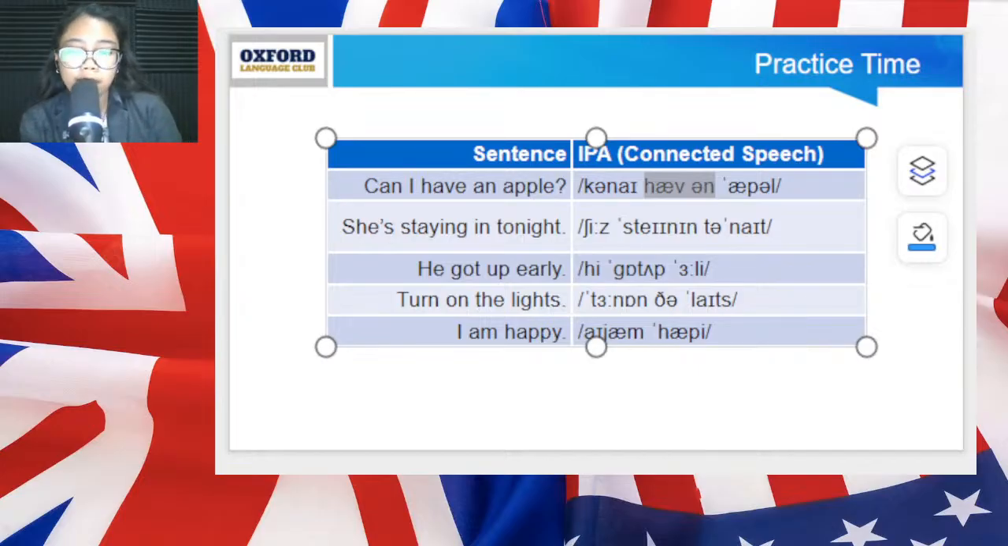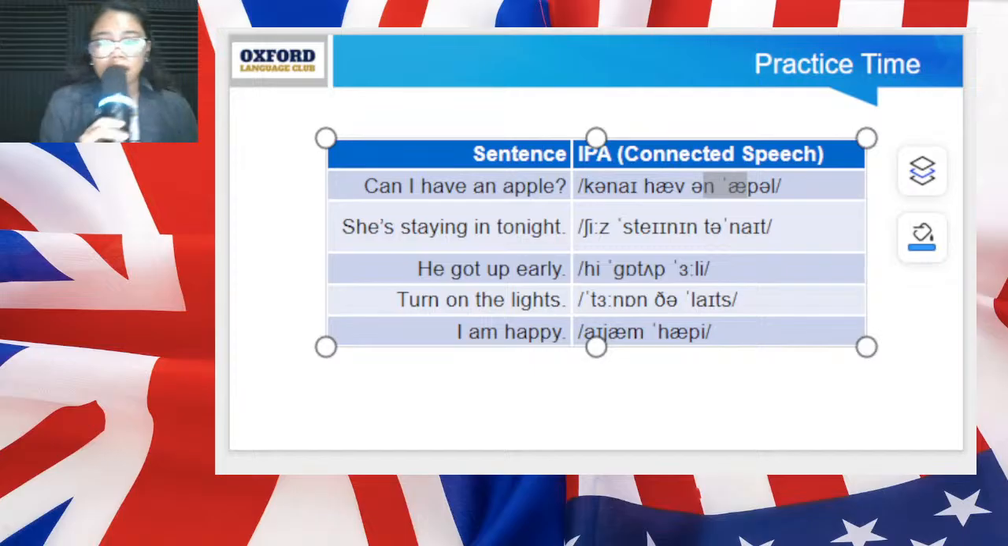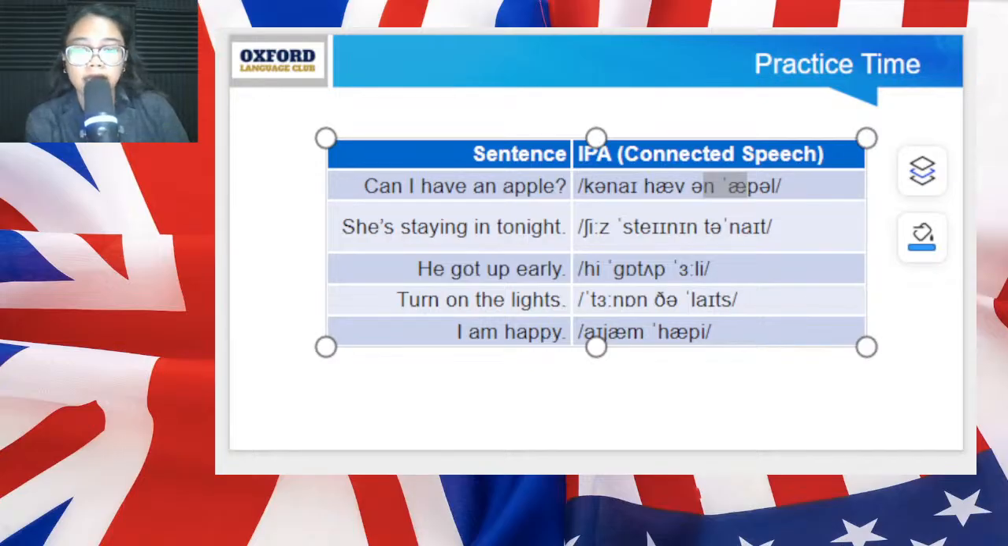And for an apple, the N from an links with the A from apple. Okay? It sounds like an apple. So the whole sentence often sounds like one smooth string of sounds, right? Can I have an apple? That's the clear way. In connected speech, we say it as, can I have an apple?